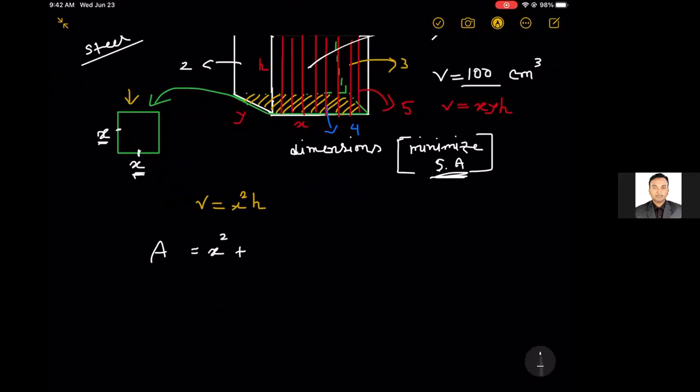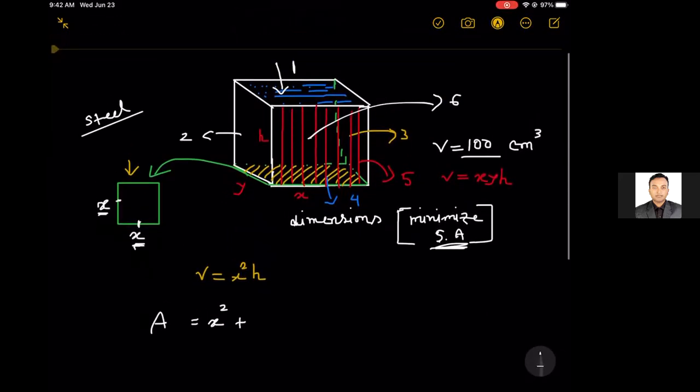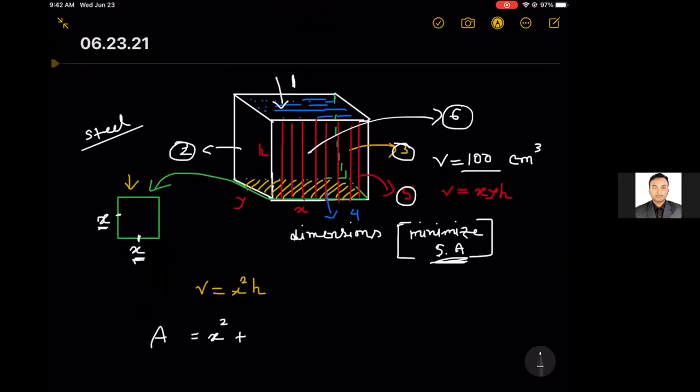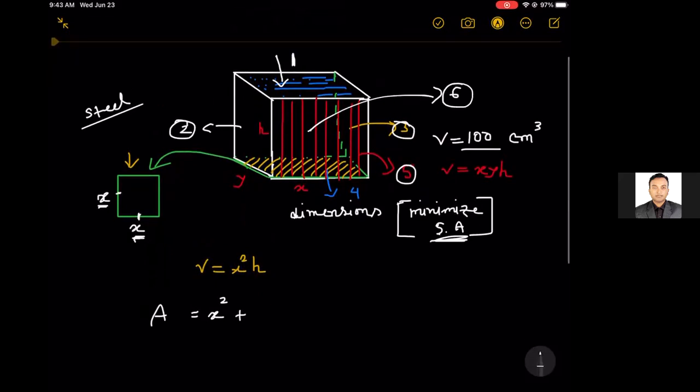plus, are we done? No. We have 5 surfaces to calculate. We have only calculated 1, which is the base. We have 4 more here: number 2, number 3, number 5, and number 6. We don't really need to calculate number 1 because it's an open top box, as we said. But we have 4 more surfaces to calculate. Now, how to do that? How to deal with that? What should you do?